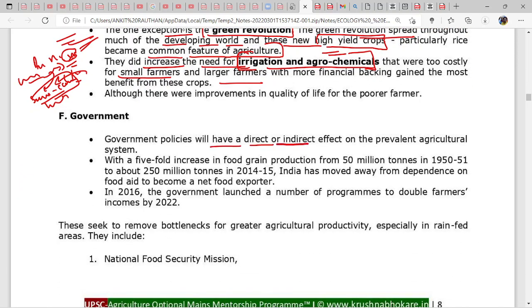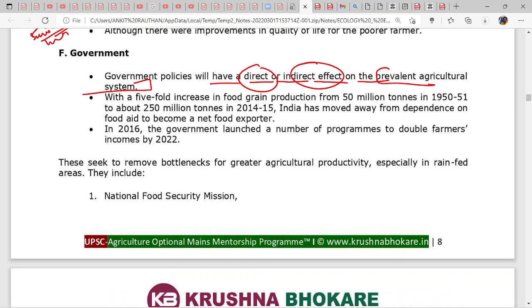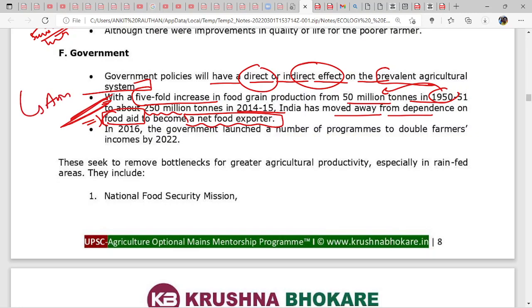Government policies will have a direct or indirect effect on the prevalent agricultural system, either direct or indirect. So with a five-fold increase in food grain production from 50 million tons in 1950 to about 250 million tons in 2014, India has moved away from dependence on food. Earlier we were dependent on food aid. Now we have become a net food exporter. Very good line here. You can use it at any time in the introduction.